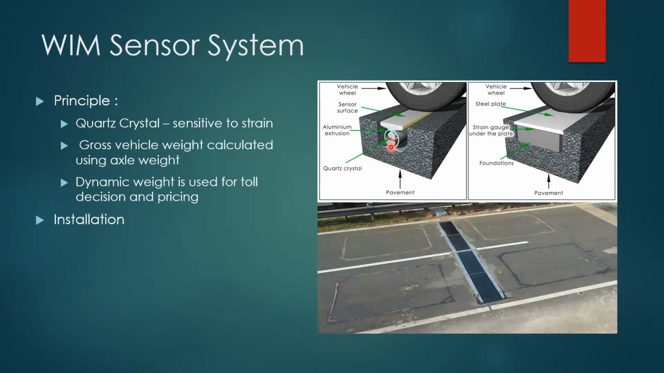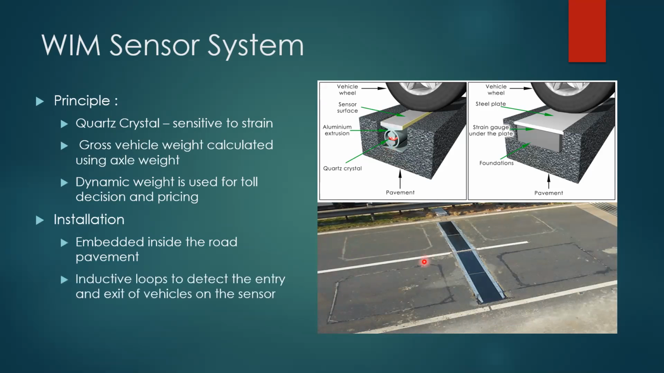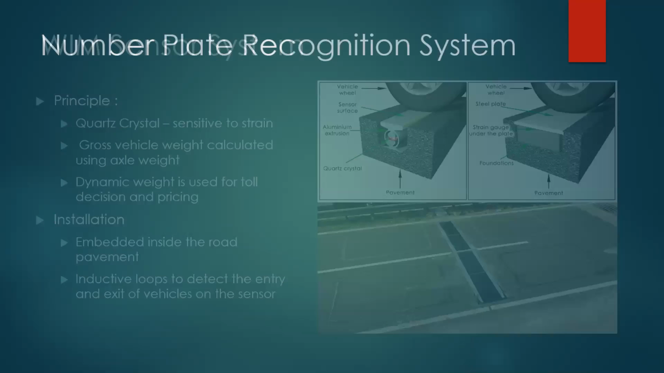The second part is the installation of the system. This picture tells us how these sensors can be installed near the toll plaza. They are embedded inside the road pavement, along with a few inductive loops. These inductive loops are used to detect the entry and exit of a particular vehicle. And then the second part is the number plate recognition system.